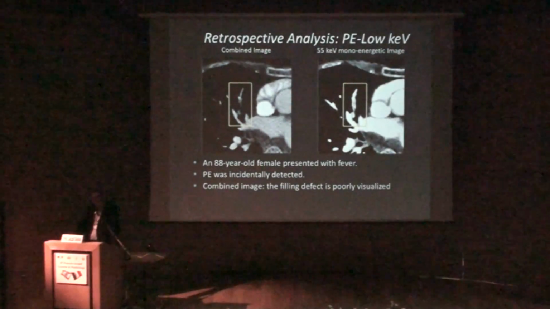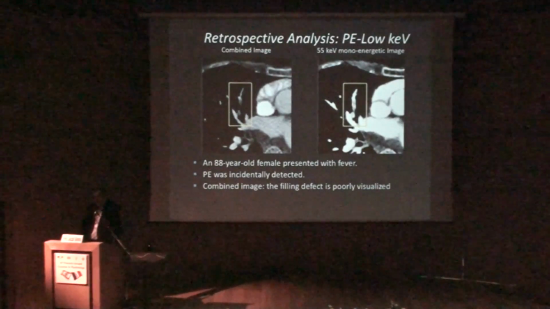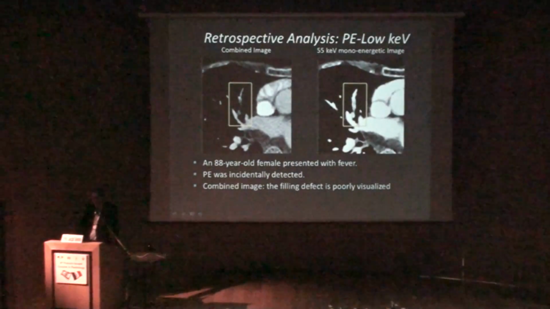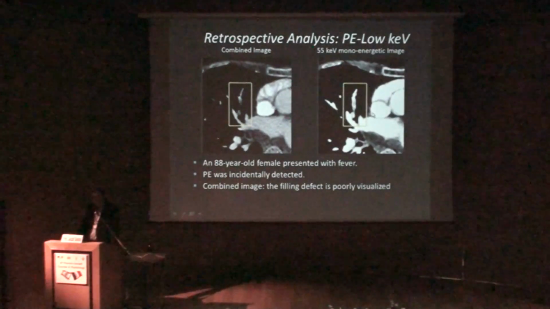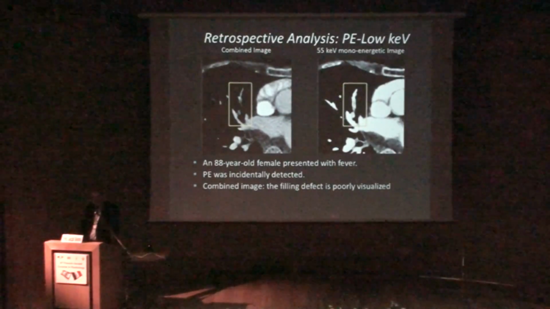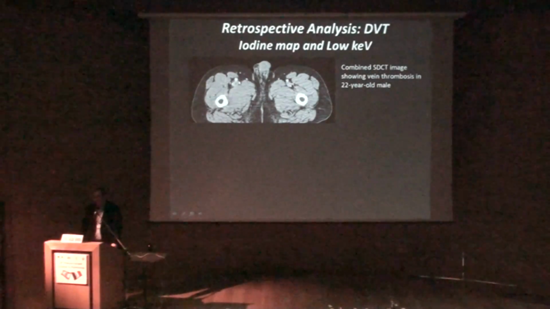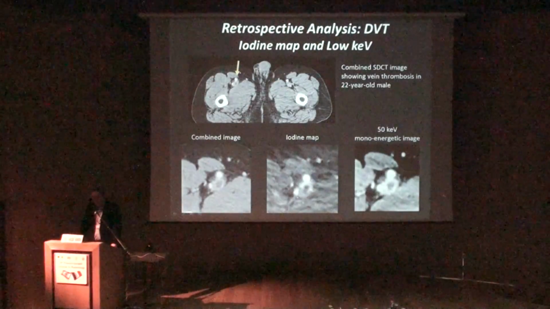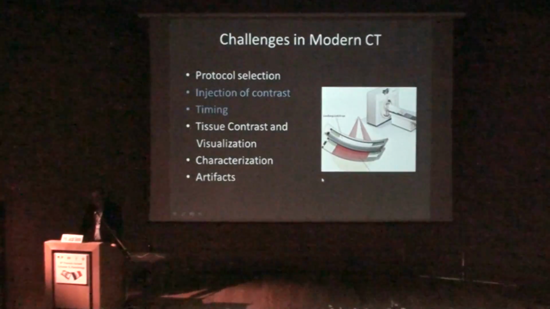That's an 88-year-old female that presented with fever, and incidental PE was detected. We can barely see it on the combined image, but we see it to a much better degree at the 55 keV monoenergetic images. So in those cases, one can use dual energy to improve the confidence and also to achieve better diagnosis. And a case of a DVT seen in this 22-year-old male, but with the low keV and the iodine map, we can see it much better.